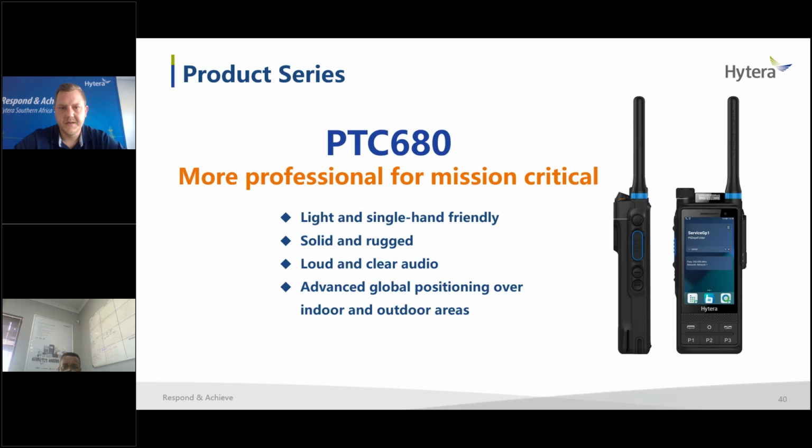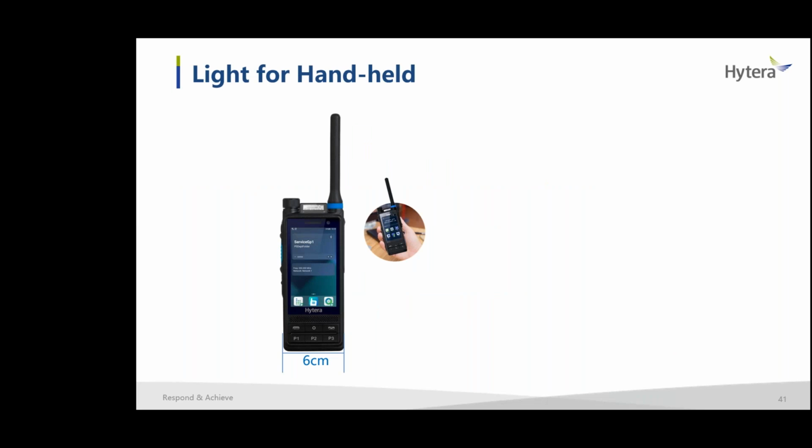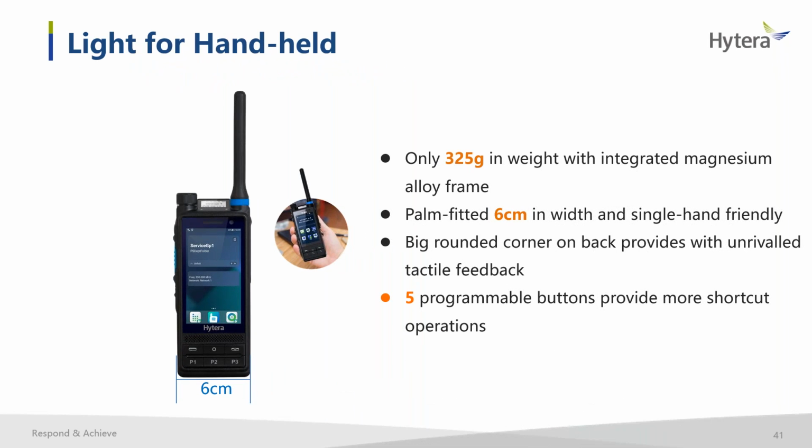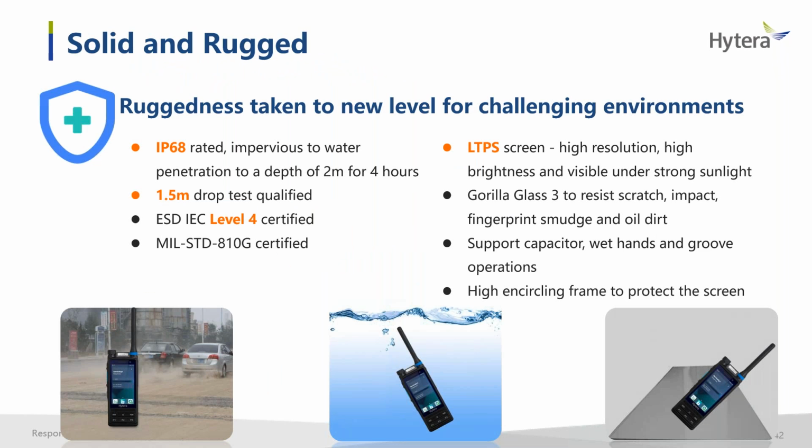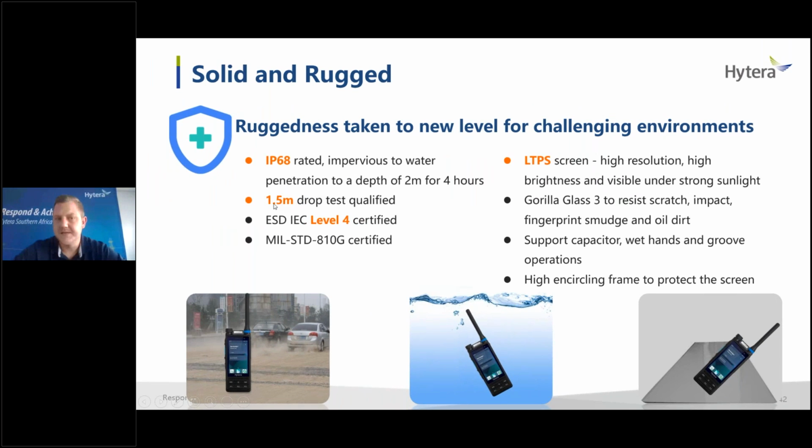Okay, so again, lightweight, single hand operation. It's ruggedized, loud and clear, and it's also got the GPS for you to be able to do tracking, to track the device and also to use it to navigate. Okay, so just some highlights again, some specifications, and also some of the ruggedized features. It's IP68, so it's water resistant. It's been tested for drop tests up to 1.5 meters, and it passed those tests.